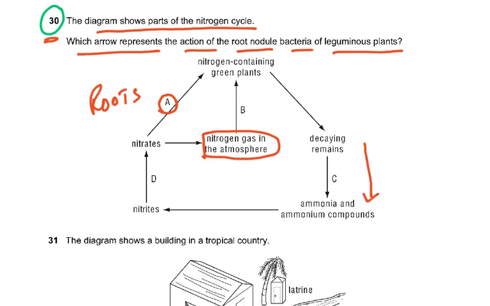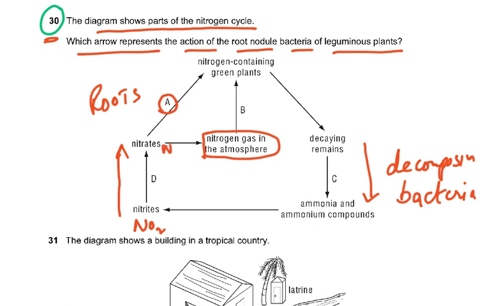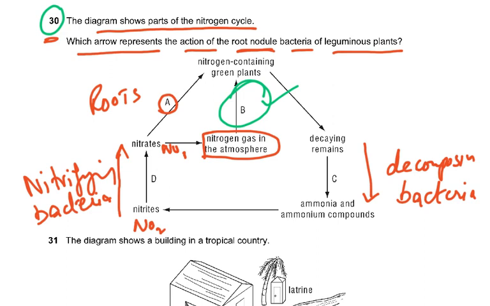C will be decaying remains to ammonia and ammonium carbonate. This is decomposing bacteria. Because in the nitrogen cycle, the nitrogen of the dead remains of plants and animals will be decomposed to ammonia and ammonium compounds. So these are decomposing bacteria or putrefying bacteria. Now nitrites to nitrates: nitrite is NO2 and this is NO3. So these are nitrifying bacteria. But in this question they're asking what represents the action of root nodules. So bacteria living in the root nodules can convert this. That is why the answer was B, because it is converting the atmospheric nitrogen to ammonia and then into amino acids. That's only leguminous plants like peas and beans, those whose fruit is like a pod.